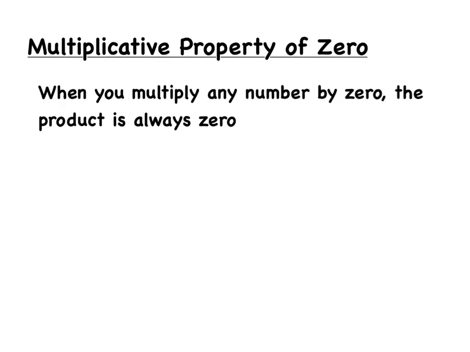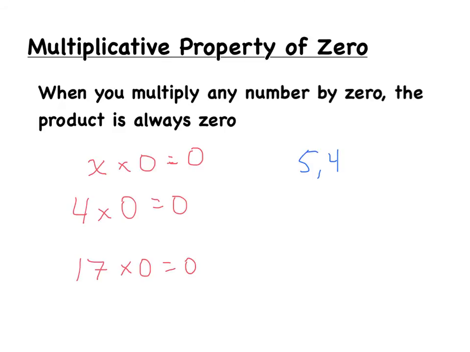The multiplicative property of 0 is another property that you should be aware of, but now we're just putting a name to the property. So with the multiplicative property of 0, it's basically when you multiply any number by 0, the product is always 0. So for example, if we have x times 0, we are always going to get 0. So 4 times 0, always equal to 0. 17 times 0, always equal to 0. 5,422 times 0, always equal to 0. So this is the multiplicative property of 0. Any number multiplied by 0, the answer is always 0.